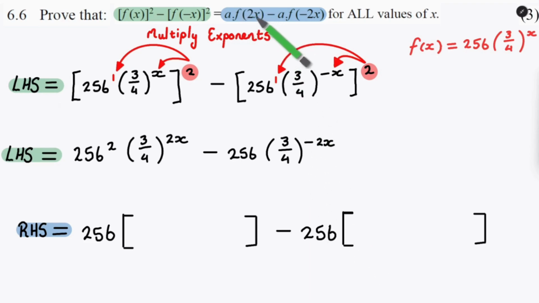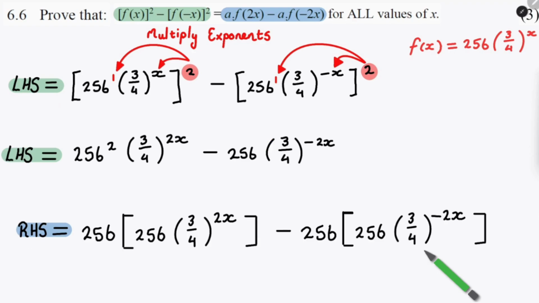Now this f of 2x is giving you instructions to take this equation, replace this x with a 2x and put it inside of here. So we do that. You can see here it's a 2x. And then for the next one, very similar. It's giving you instructions to replace this x with minus 2x. So we do exactly that.